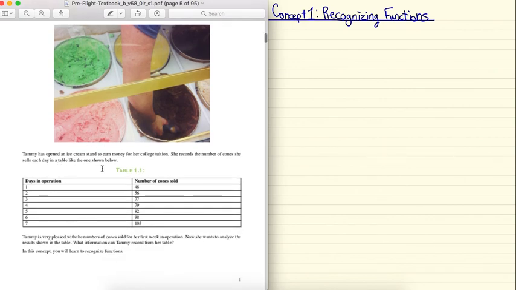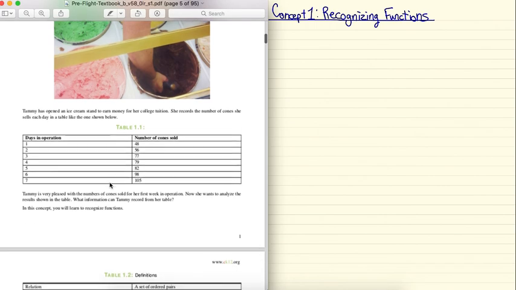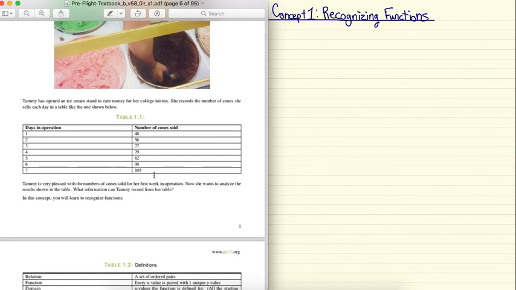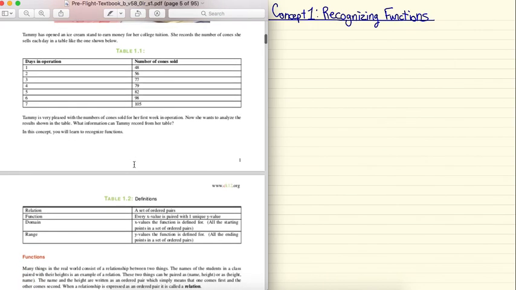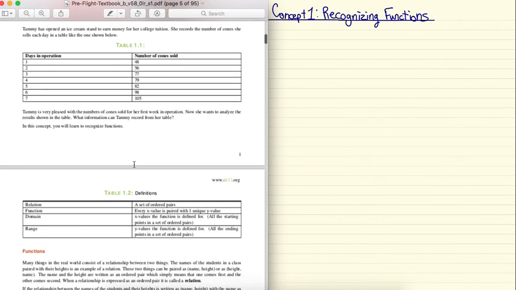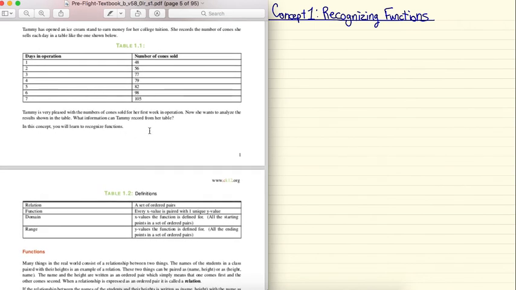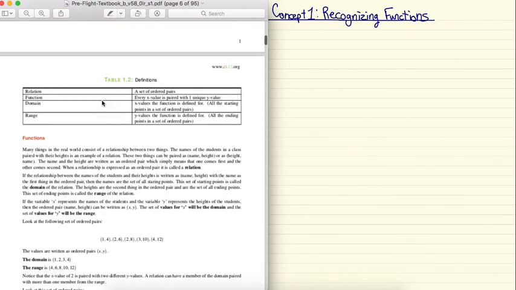It says Tammy has opened an ice cream stand to earn money for her college tuition. She records the number of cones she sells each day in the table, like the one shown below. Days in operation, number of cones sold. Tammy is very pleased with the number of cones sold for her first week in operation. Now she wants to analyze the results shown in the table. What information can Tammy record from her table? In this concept, we're going to learn about recognizing functions, and we'll come back to this problem about Tammy and the ice cream cones. There's a few definitions we'll be talking about today.